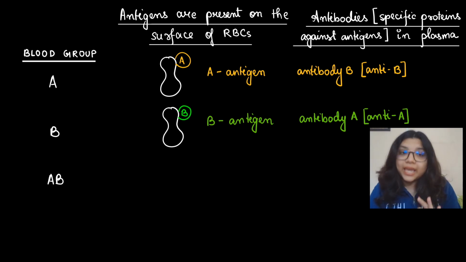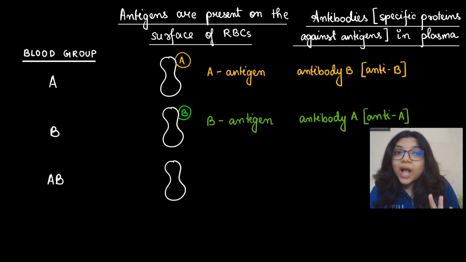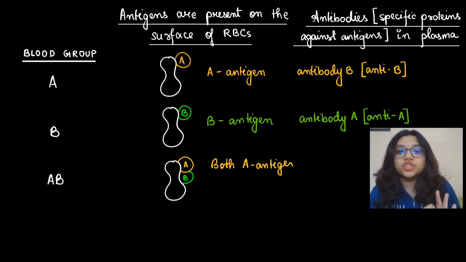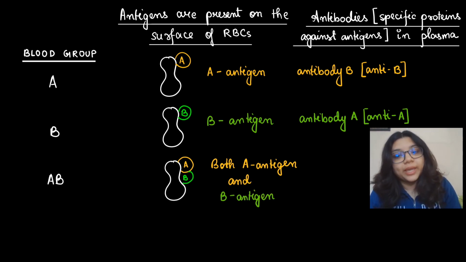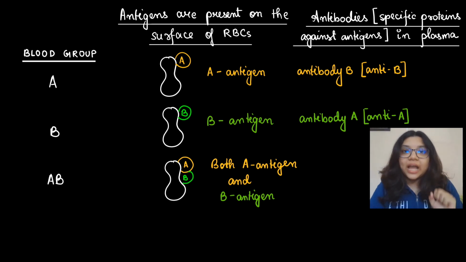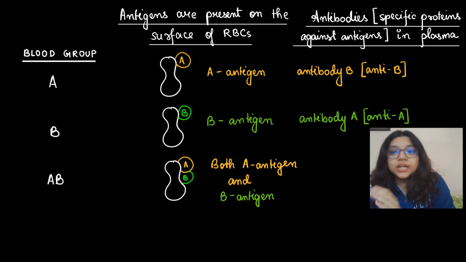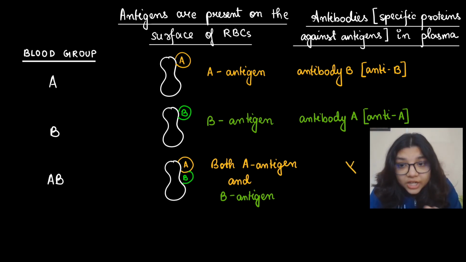Next blood group, take AB. Here also, say this is the RBC and on its surface 2 antigens are present, antigen A as well as antigen B. Right, so both antigen A and antigen B will be present on the RBC surface in case of blood group AB. So now you think, if I have antibody A, it will go and attack antigen A. If I have antibody B, it will go and attack antigen B. So I cannot have either of them. No antibodies will be present in the plasma. So I guess till this much the concept is clear.